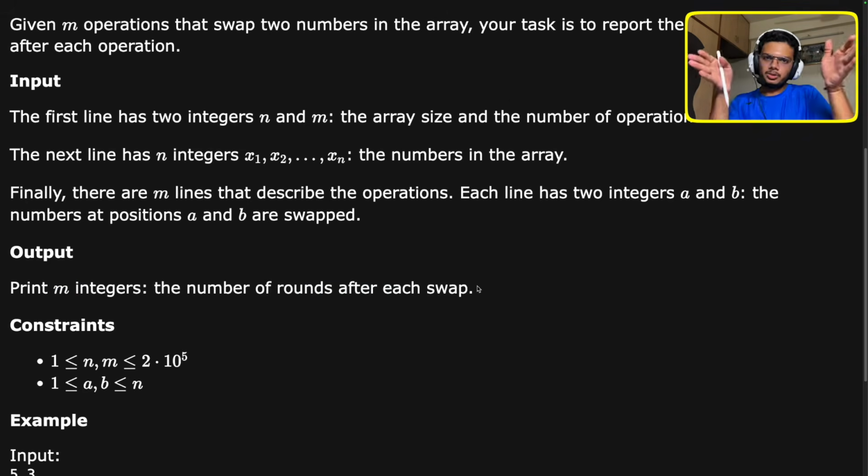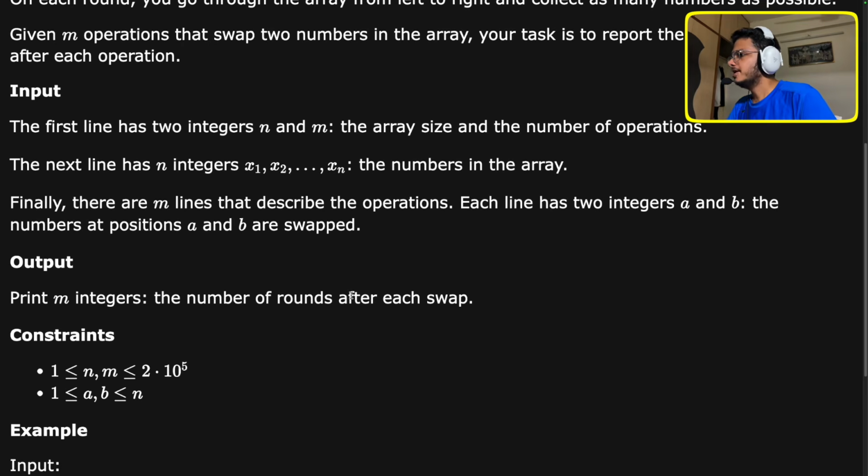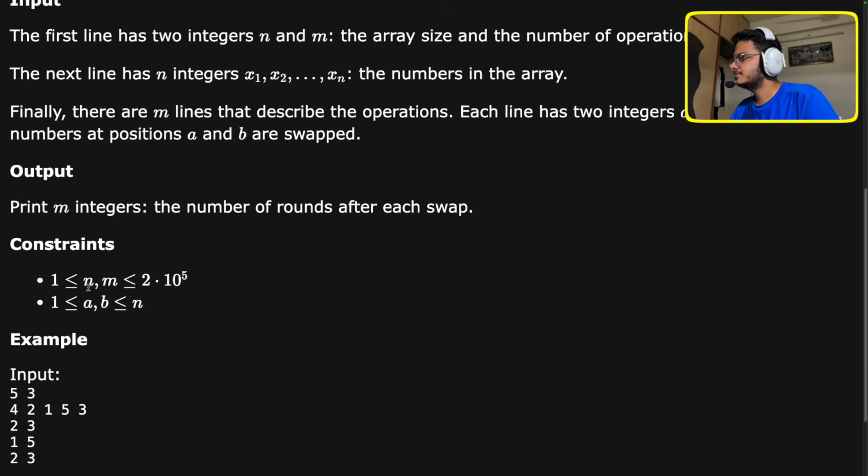So simple. You are initially given an array which contains elements from 1 to n exactly once, and there are some m operations defined. An operation is simply a swap operation. After the swap operation, you tell me how many rounds will be required to collect the numbers from 1 to n. And how do you collect the numbers? You simply go from left to right, collecting the numbers in increasing order. I'll not go into detail on the round concept here because we've already discussed it in the previous video.